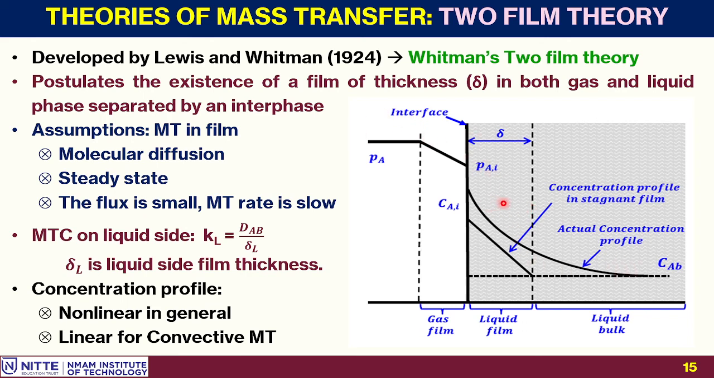Thickness and mass transfer coefficient KL are related by KL is equal to DAB, that is diffusivity in this layer, divided by thickness. What it means is, lesser the thickness, more is the mass transfer coefficient. More the mass transfer coefficient KL, faster is the rate of mass transfer. Now the concentration profile here is non-linear.